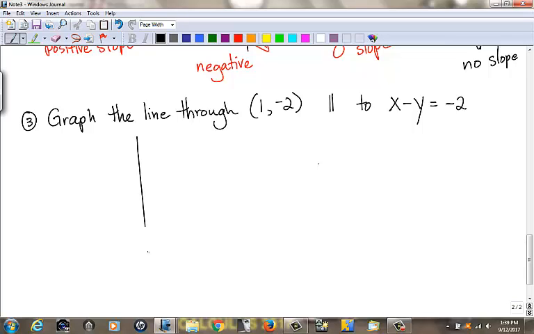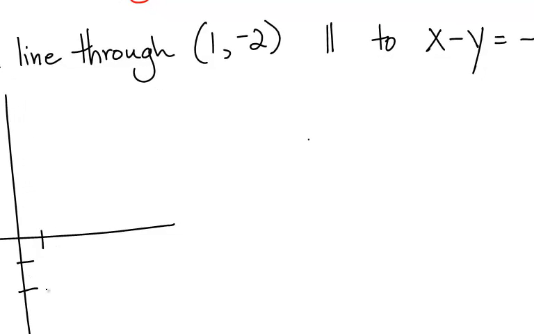Okay, so first thing, you can sketch that ordered pair. It's got to go through (1, -2). It's got to go through that point. It's got to be parallel to this line. First thing I would do is figure out what is the slope of that line. Get it in slope-intercept form.